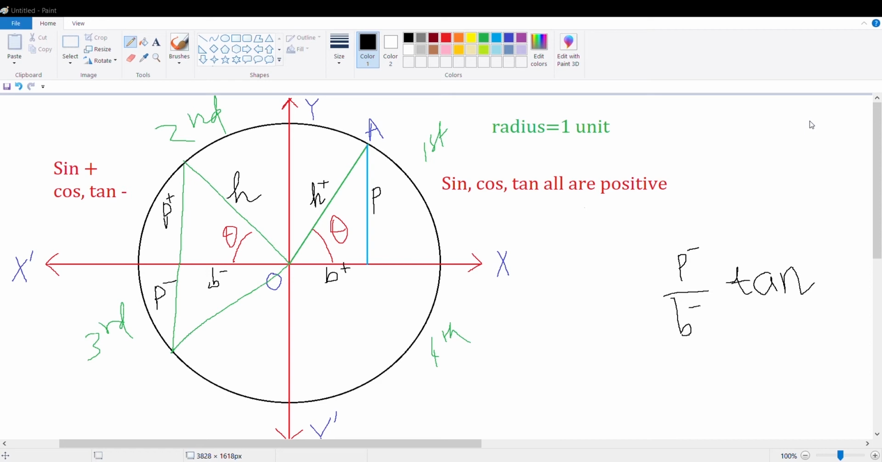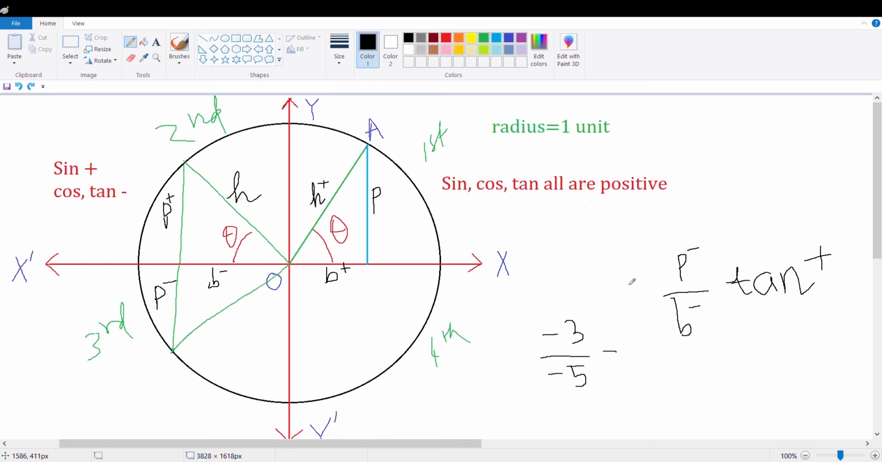Anyone else? In third quadrant you can see that perpendicular is negative, base is also negative. So what will be tan value? Tan means we know that perpendicular by base, right? So tan value will be positive. Why positive? Because both are negative. Suppose perpendicular is -3, base is -5. In that case we know that minus minus cancel. Actually this is a positive value, right? This one, -3 by -5, we can write like 3 by 5. Understood? So this is a positive value.